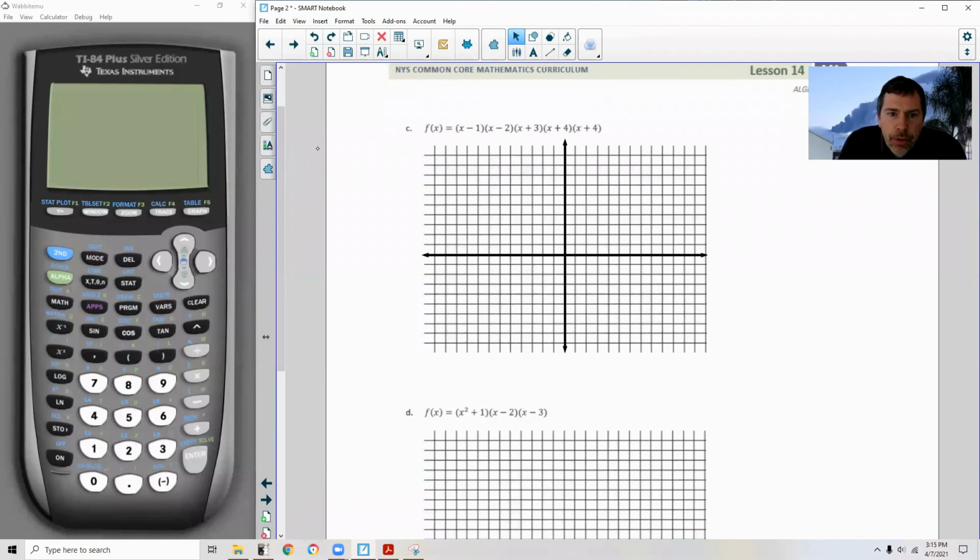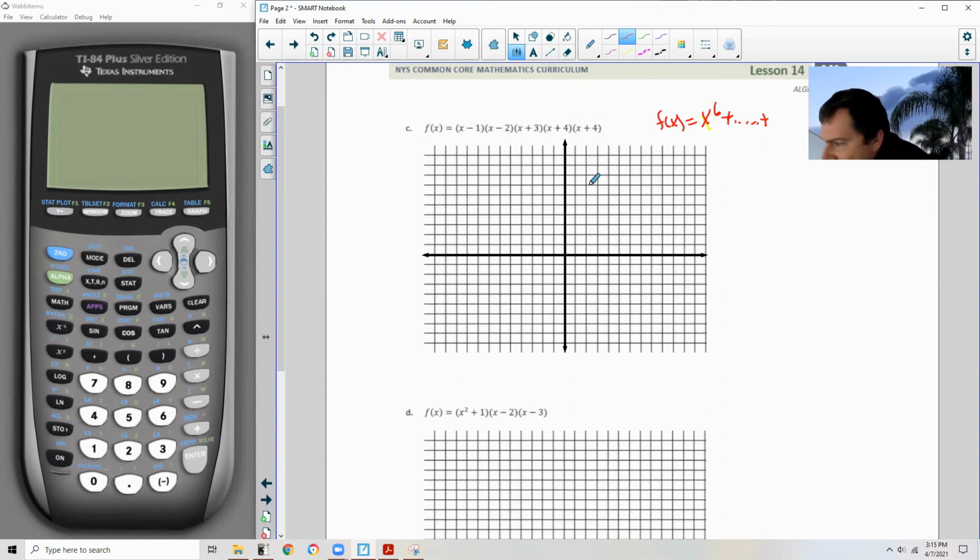Okay. So page 4 brings us to another one. And what I usually look at first is how many parentheses are there? How many factors do they have here? And there's 1, 2, 3, 4, 5. So I know that this is a polynomial of degree 6. And if I multiply the constants at the end, there's going to be stuff in between and then a constant at the end. So we could say f of x equals x to the 6 plus a bunch of stuff in between. And then at the end, -1 times -2 is +2, times 3 is 6, times 4 is 24. 24 times 4 is 96. So I know my y-intercept is 96.